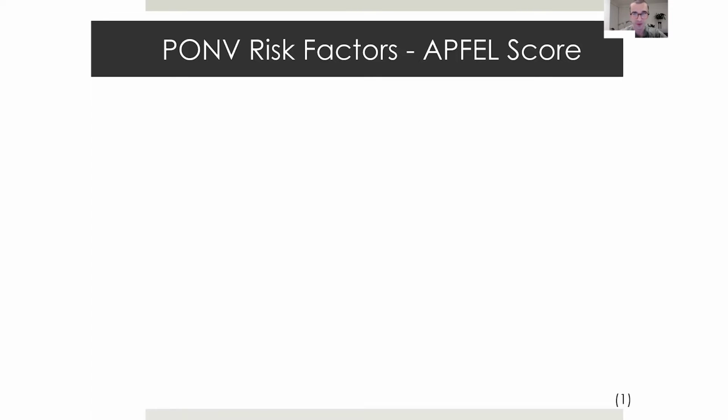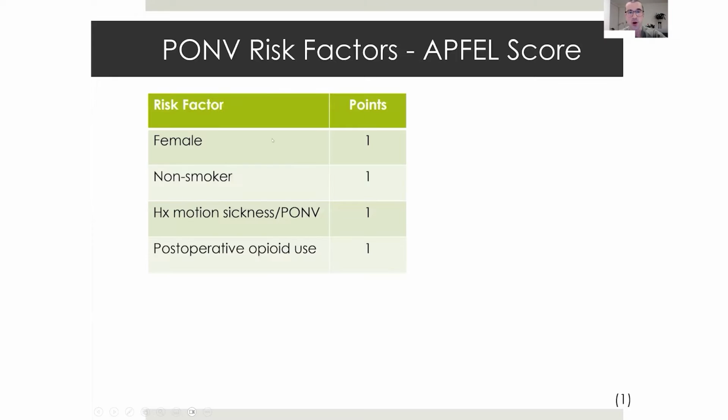Young is one on the recent guidelines, not so much on the APFL score. So we'll go over it. So being a female, being a non-smoker, having a history of previous PONV or motion sickness, and then post-operative opioid use will give you a point for each of these.